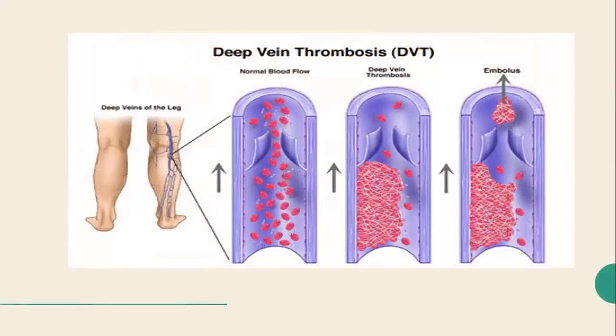Now, as it clearly shows in this picture, the normal blood flow between deep veins. In this picture, it is showing us the deep vein thrombosis, and here it is showing us an embolus. Now, what is the difference between thrombus and embolus? A thrombus is formed in an undamaged vessel, but if it breaks loose, then travels through the bloodstream, it is termed as embolus.